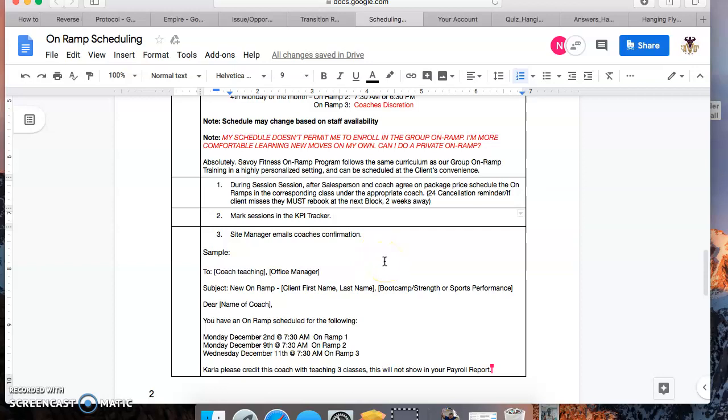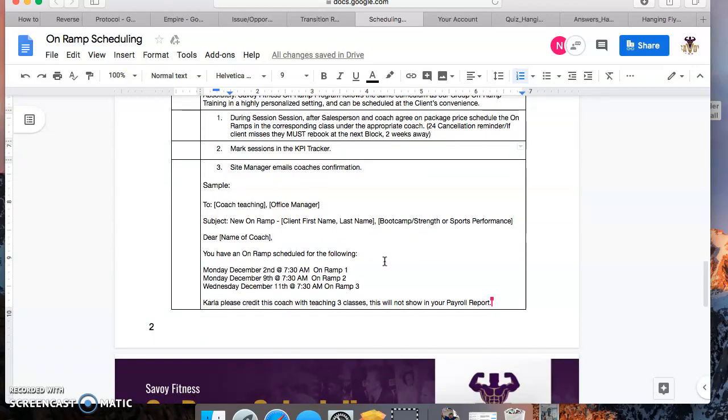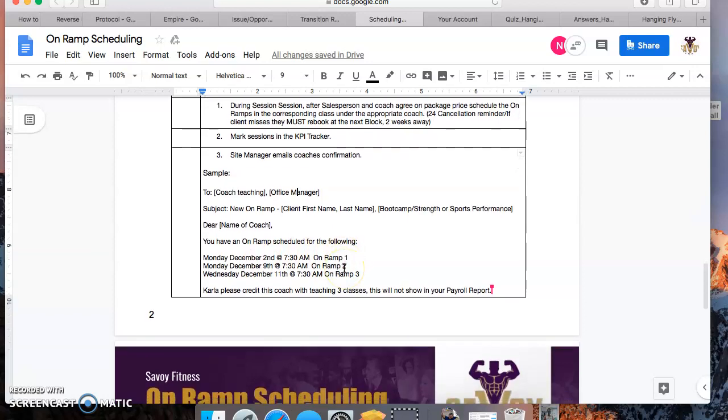Number 3, site manager emails confirmation. So here's the confirmation email. You're going to send to coach, to office manager. The subject is the on-ramp, first name, last name. Dear coach, you have an on-ramp schedule for the following, this, that, and the other. In the realistic world, site manager may forget to do this. That's why MindBody sends an automated email.